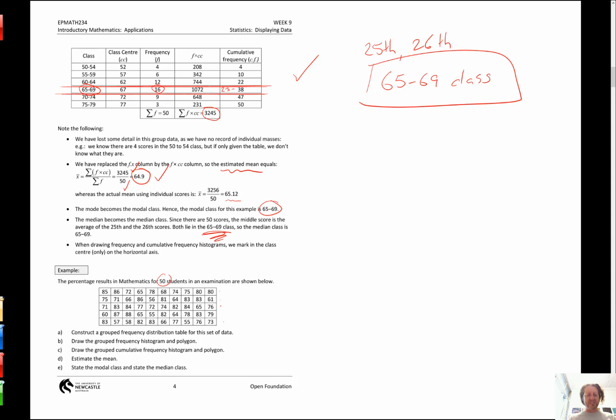Construct a grouped frequency distribution table for this set of data. Well, last week we just called them frequency distribution tables. It was just the scores and their frequencies. Maybe it had a CF column, maybe it had an FX column as well. We still called it a frequency distribution table. This week, we're just doing a grouped frequency distribution table. All right, so let's just go to the next bit.